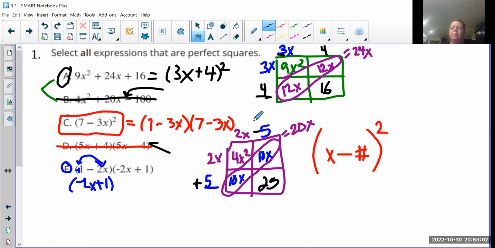So they both have to be positive, meaning that this would be a positive 25, or they both would have to be negative, meaning this is still a positive 25. So that's your little shortcut for that one. All right, that's it for question 1.